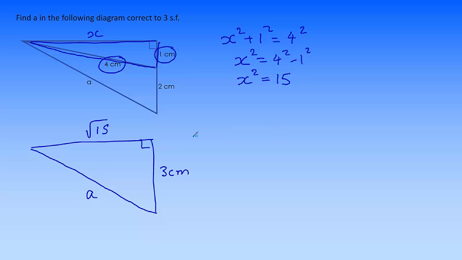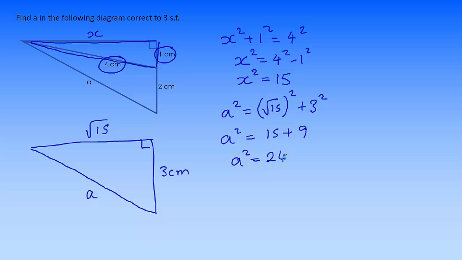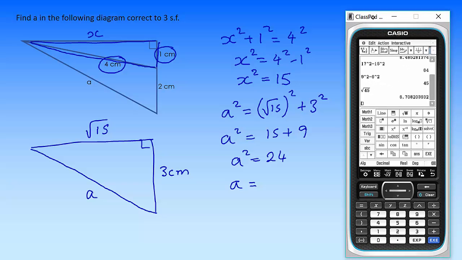A is now the hypotenuse of this one. So a squared is going to be the square root of 15 squared plus 3 squared, and this is why I didn't need to work it out at that stage. The square root of 15 squared is just 15, and that's 9. So a squared is equal to 24. And therefore a is going to be the square root of 24.